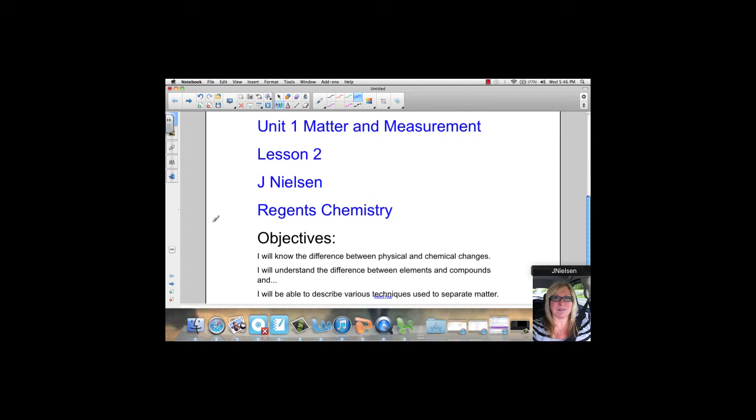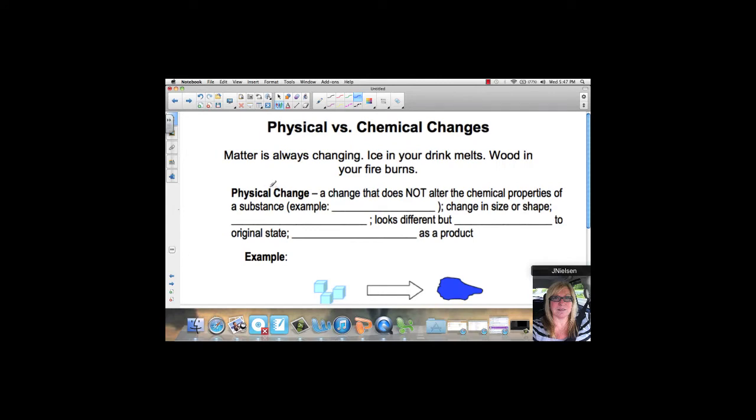Okay, this is still Unit 1, Matter and Measurement, and this is Lesson 2. Tonight, you will learn the difference between physical and chemical changes, and you will understand how to tell the difference between elements and compounds. And then lastly, we're going to discuss the various techniques used to separate matter. So what's the difference between a physical and chemical change?